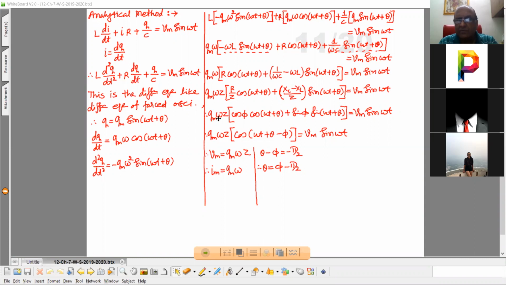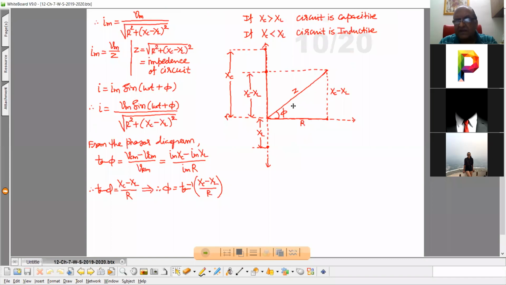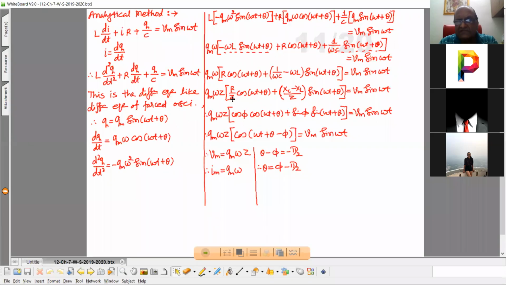Now Qm ω Z. Now this R/Z, see here. From this we can write R/Z as cos φ, because cos φ is adjacent upon hypotenuse. Sin φ is opposite upon hypotenuse, so (XC − XL)/Z. Now R/Z we can replace by cos φ, and (XC − XL)/Z we can replace by sin φ. Remaining terms are as they are.